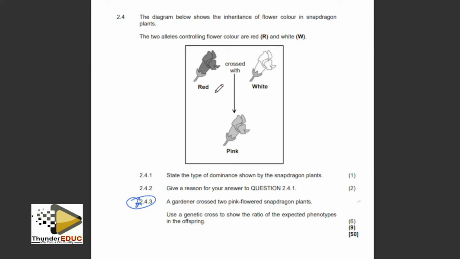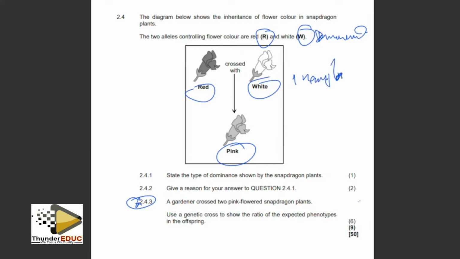They are saying, diagram below, okay, controlled by R and R. Check here. The first point is R and W. These are capital letters. The moment they are capital letters, it means that both of them are dominant. Now they're saying red crossed with white produces pink. You see, they have 3 phenotypes. The moment you have 3 phenotypes, it means that that is incomplete dominancy.